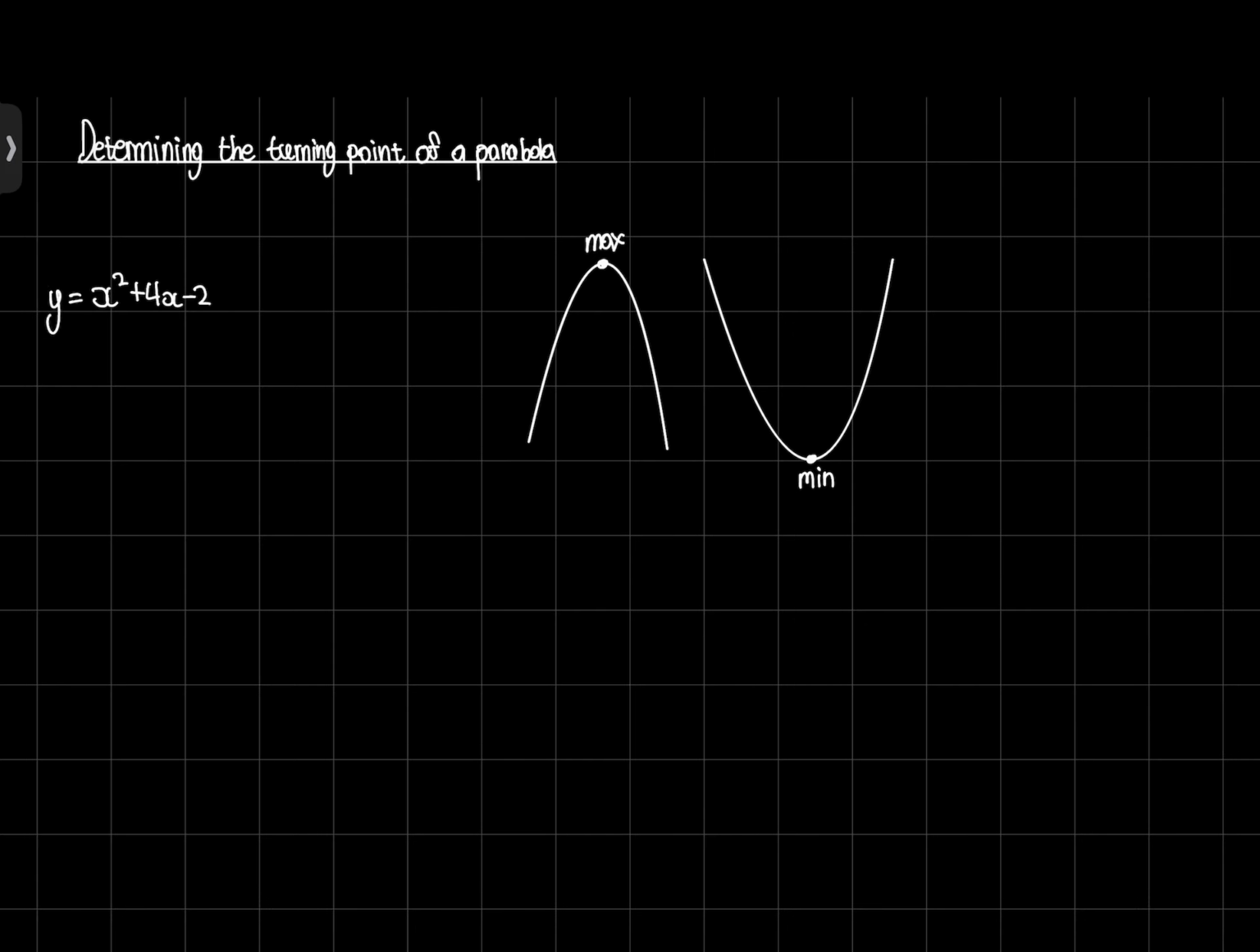Forgot the y here. So let's complete the square. So we get y is equal to x squared plus 4x plus bracket 4 over 2 squared, minus 2 minus bracket 4 over 2 squared. Okay? So then you have y is equal to x squared plus 4x plus 4 minus 2 minus 4.